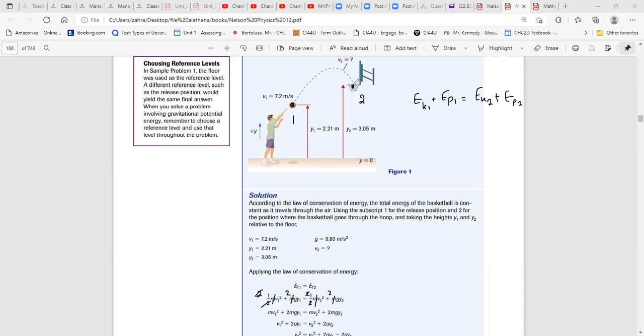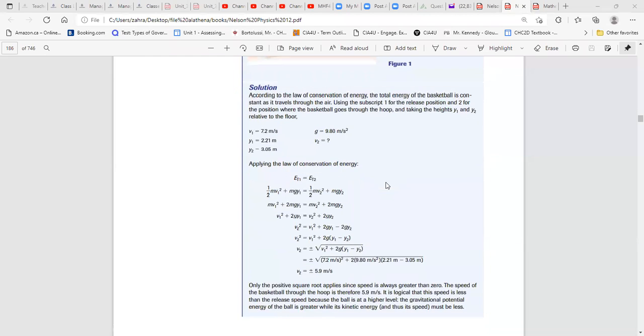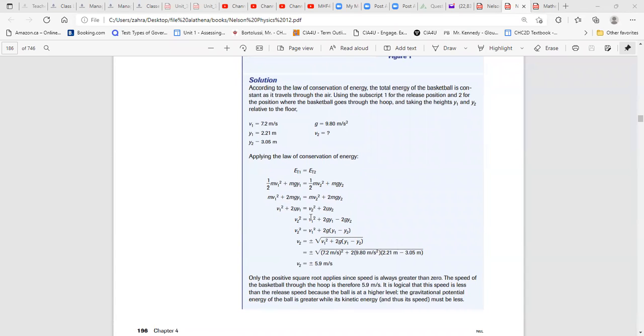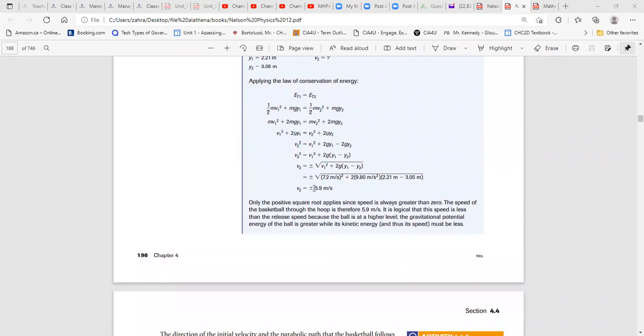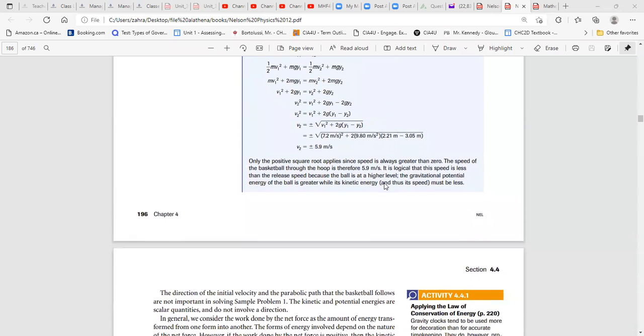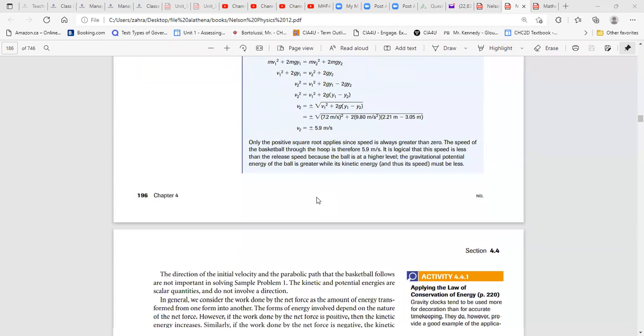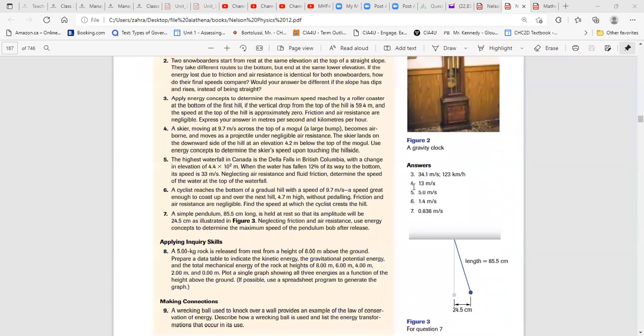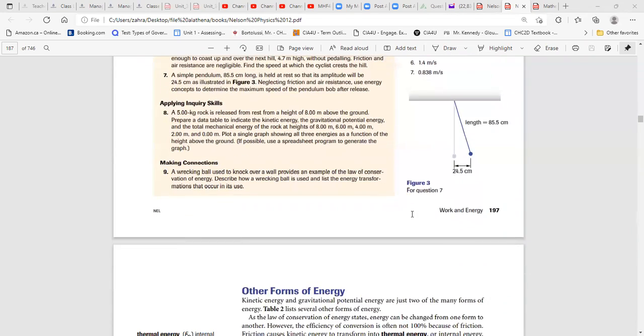Since I want to find velocity 2 here, I need to just rearrange it for this velocity. Rearrange it for velocity 2, everything at the other side, take a square root. You have all of these numbers: Y1, Y2, g is 9.8, the initial velocity, and we solve for velocity 2. Since this is downward, this velocity is downward, but you can accept this is the magnitude of that velocity, 5.9. You can do questions 3, 4, 5, 6, and 7. This is page 197.